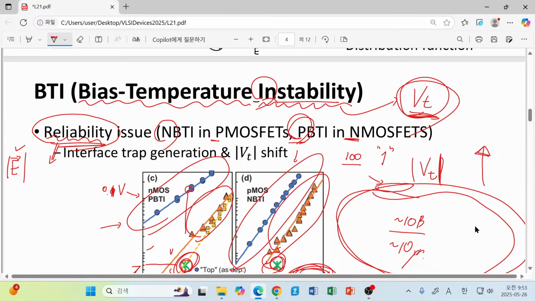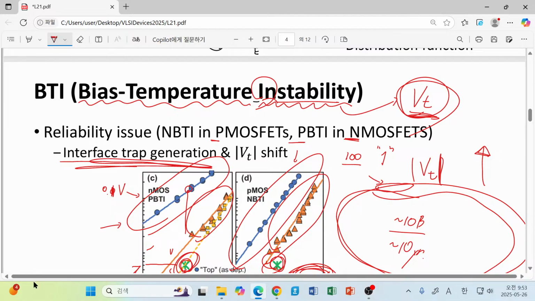So then, what is the physical reason for this reliability issue? It is known that it is interface trap generation. Up to now, I intentionally avoided talking about traps as much as possible. I think that I'm quite successful up to now, and now it's time to talk about traps.